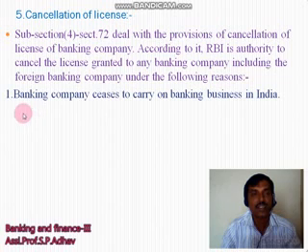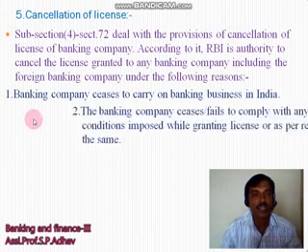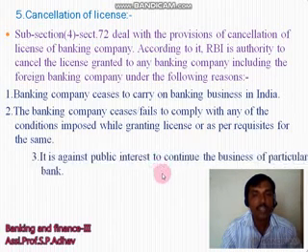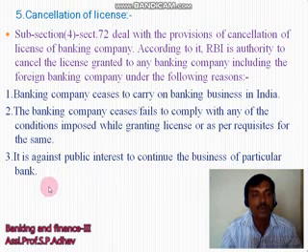Some of the cases are in favor of the public, depositors and interest, so at that time the license of foreign banks can be cancelled. The banking company failed to comply with any condition imposed while granting the license, as per the requirement. It means they do not fulfill the requirements of a sound banking system or the capital requirement, or any condition is not fulfilled; at that time the RBI cancels the license of the foreign banks. Again, if it is against the public interest to continue the business of a particular bank, the license is cancelled.